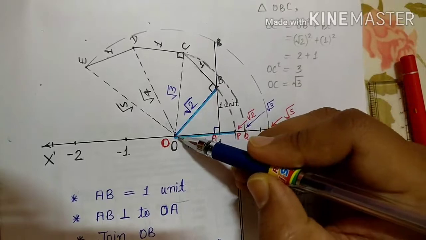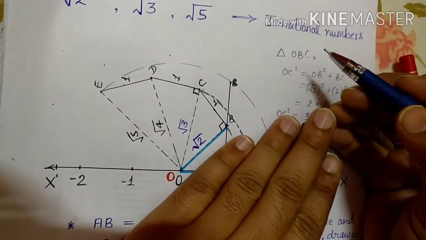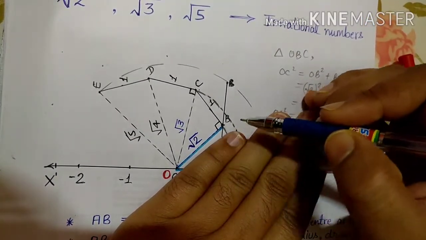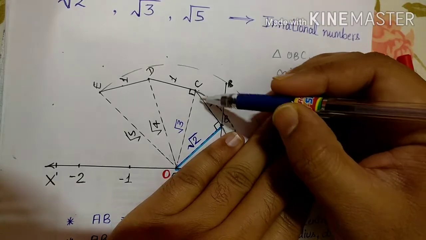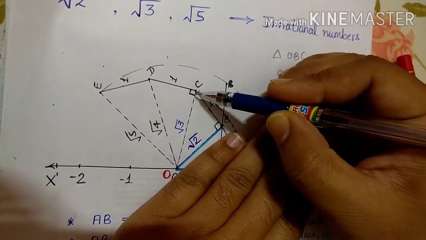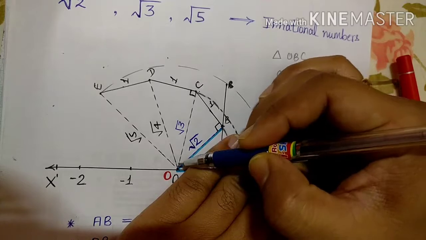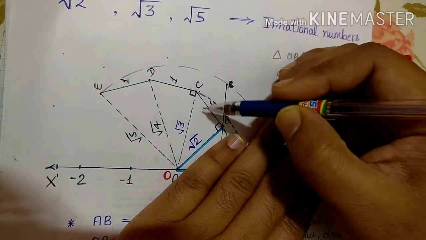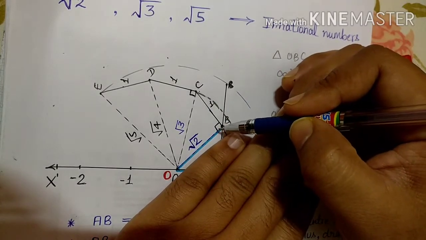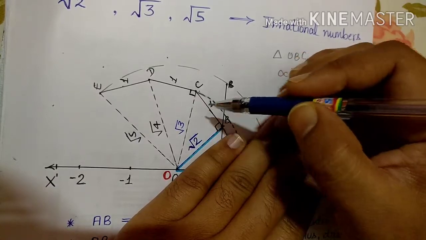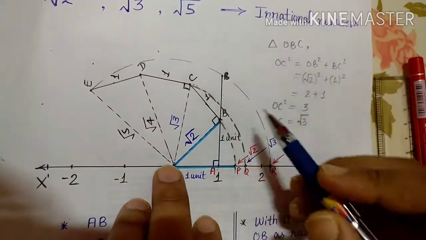Then we have taken OB as a base, and we have taken BC 1 unit perpendicular on OB. Then we have joined C to O, so it becomes OBC, a right angle triangle. Then we have again used Pythagoras theorem here also, so we get OC as root 3.